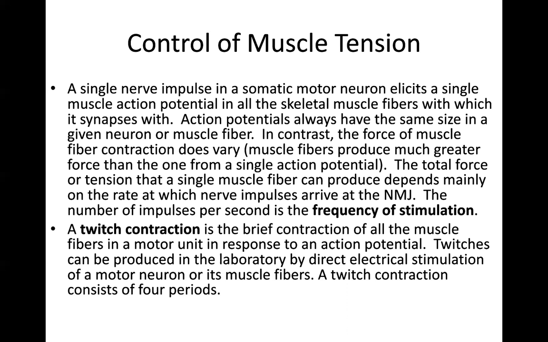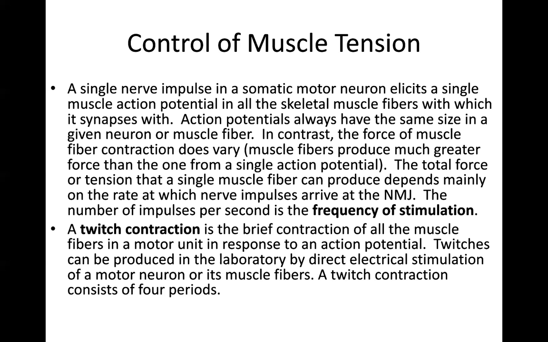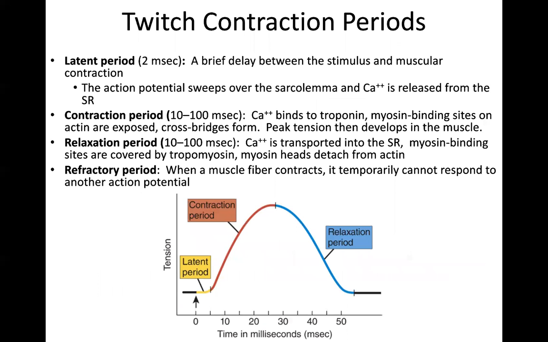Okay. A twitch contraction, which we show here on the next page, is a brief contraction of all muscle fibers in a motor unit in response to one singular action potential. Okay, we don't do this naturally. We don't just send one action potential, the muscle contracts, and then it relaxes. It's only able to be done with lab software, and by directly electrically stimulating the motor neuron or its muscle fibers, and it involves 4 periods.